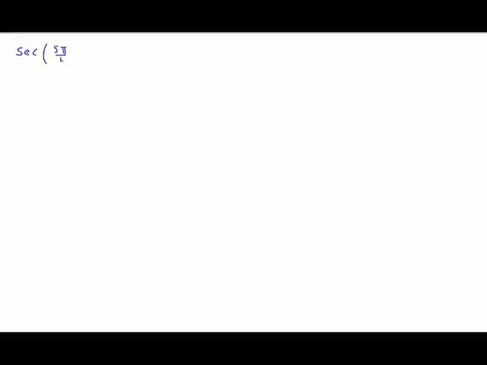Okay, so first of all, I want to figure out where 5 pi over 4 is. If I start here at 0, here's pi over 2, 3 pi over 4, 4 pi over 4, 5 pi over 4. So this is the angle 5 pi over 4. I'm trying to figure out what the secant of this angle is. Well, let's think about a couple other things. Secant is 1 over the cosine of 5 pi over 4.